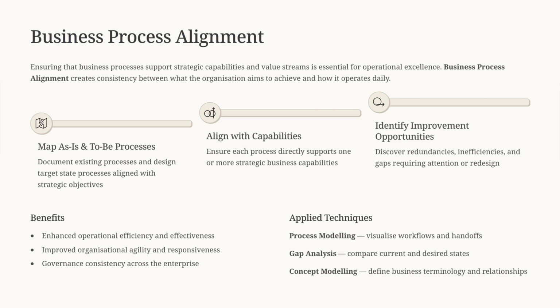For example, if your strategic goal is to improve customer onboarding time, you might streamline redundant steps or automate data entry. Once processes are mapped, they must align with capabilities. Each process should clearly support a business capability, and that capability should link back to a strategic objective. Finally, identify improvement opportunities, inefficiencies, bottlenecks, and redundancies that hold the business back.